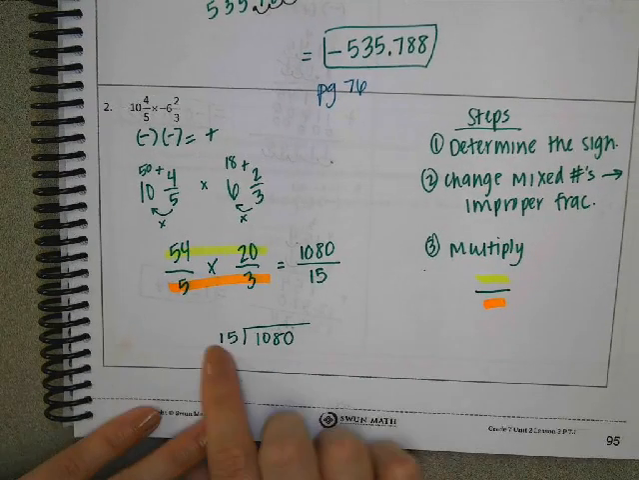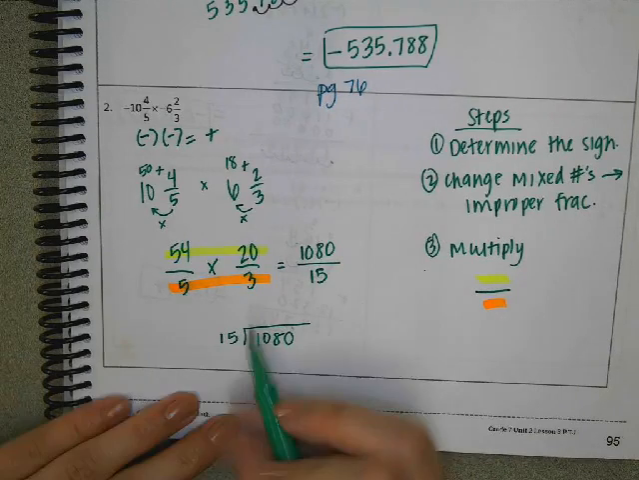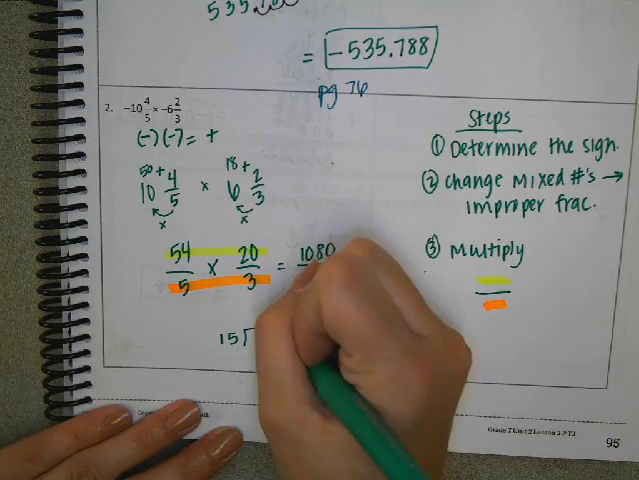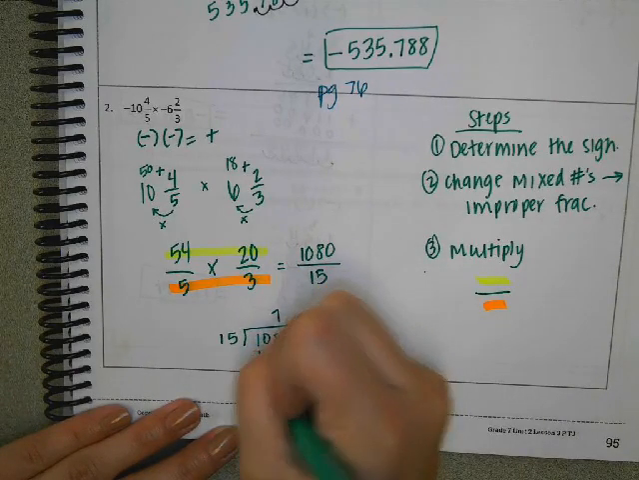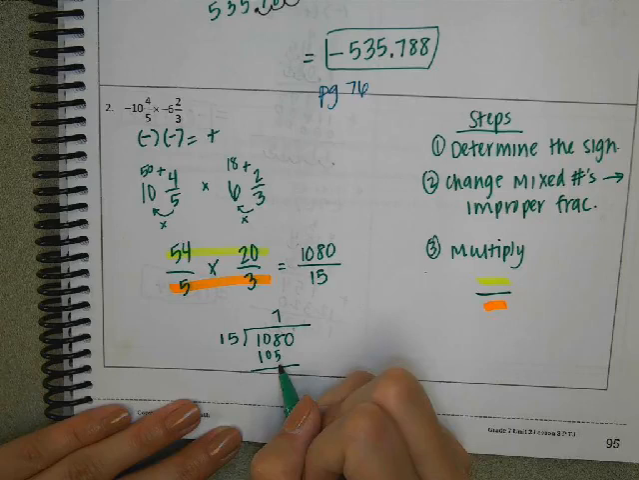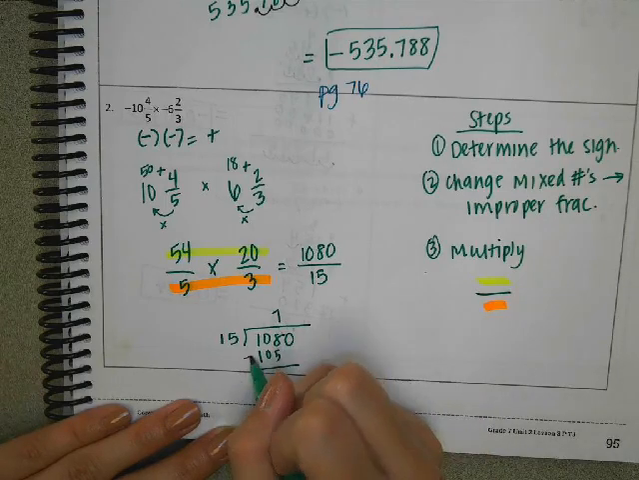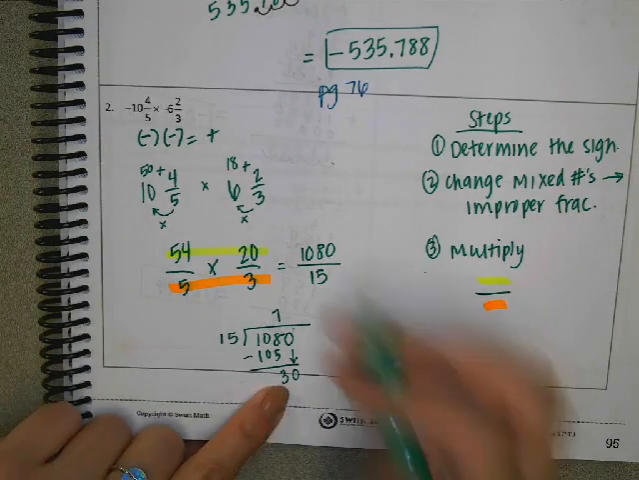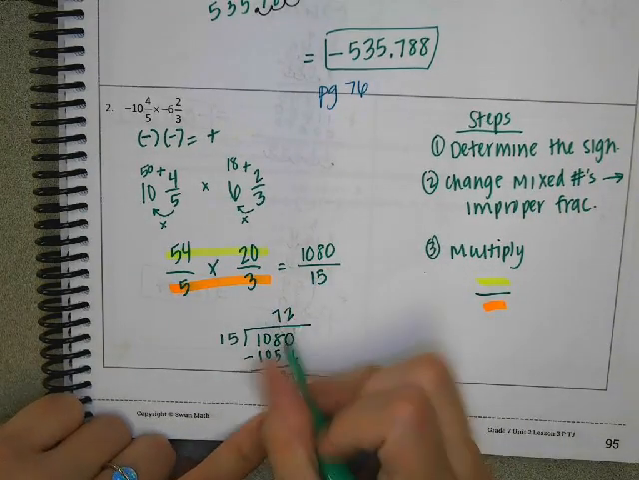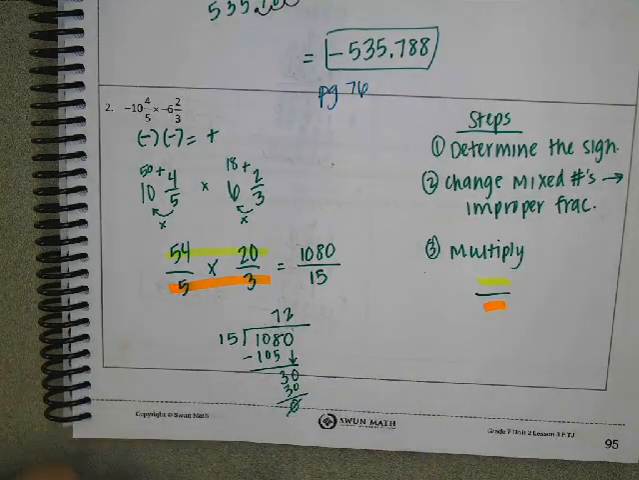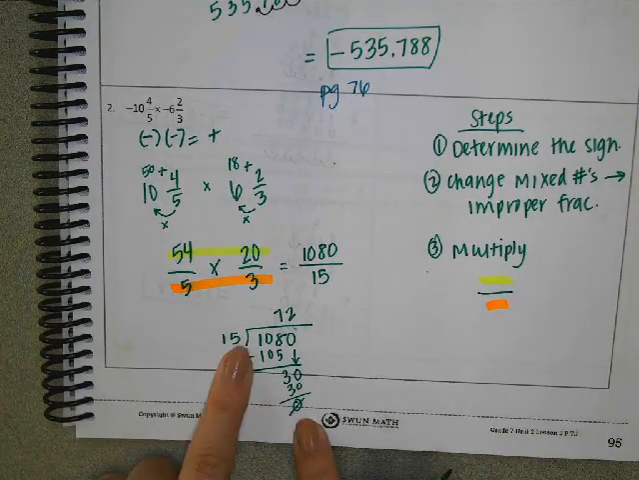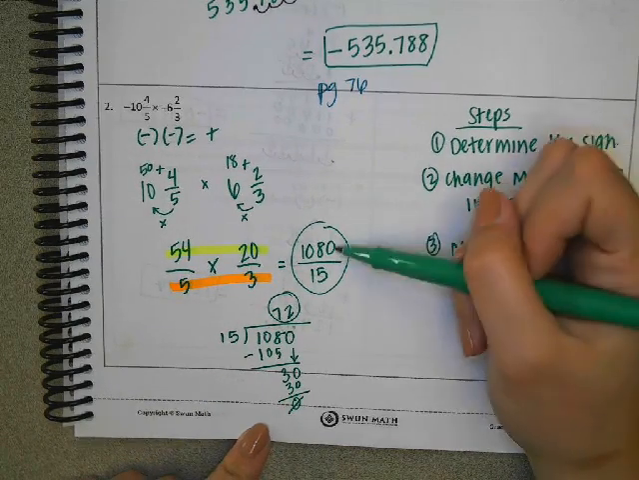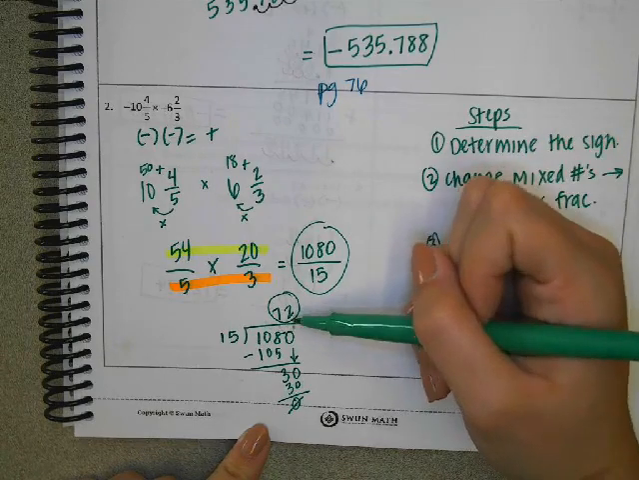Okay, so I'm going to ask myself, can 15 go into 1? No. 15 go into 10? No. Does 15 go into 108? Yes. How many times? 7 times 15 is 105. 108 minus 105 is 3. Bring down your 0. 15 goes into 30 2 times. 2 times 15 is 30 with a remainder of 0. Because I have a remainder of 0, this is just my final answer. So you can leave it as a fraction, or you can simplify to just 72.